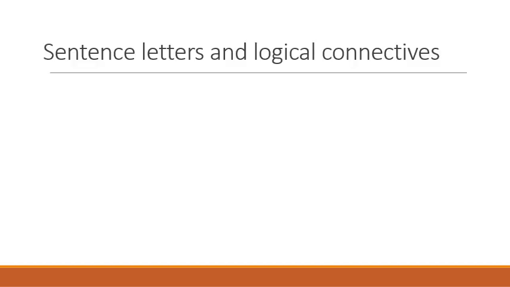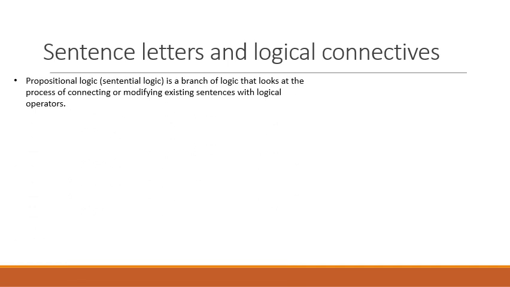So to start with, we're going to talk about just what the logic is made of: sentence letters and logical connectives. Propositional logic is a branch of logic that looks at the process of connecting or modifying existing sentences with logical operators. This is something we've seen a little bit already in chapter 3, where the patterns of arguments that we looked at involved conditionals and negations and disjunctions, where you're taking sentences and making new sentences with these logical operations.